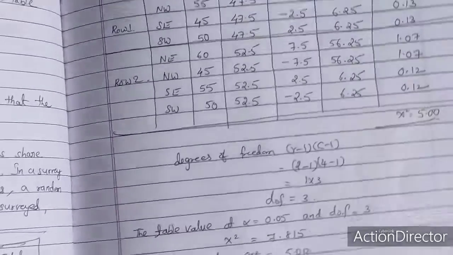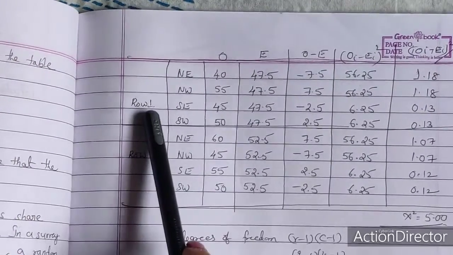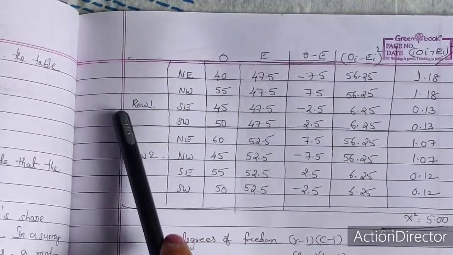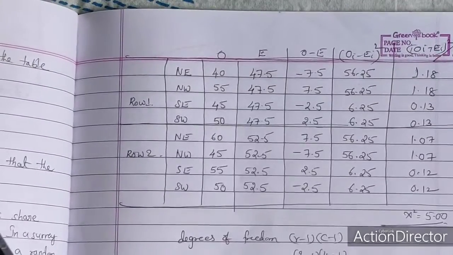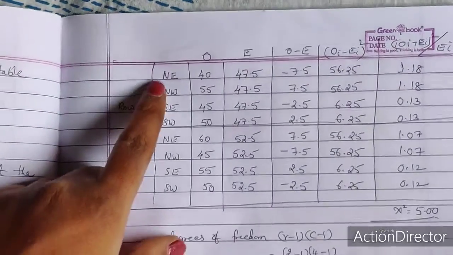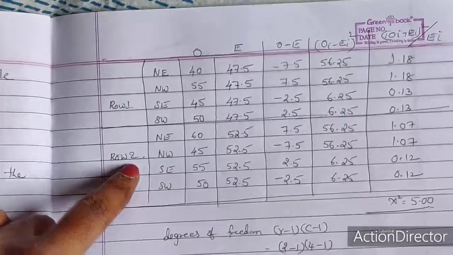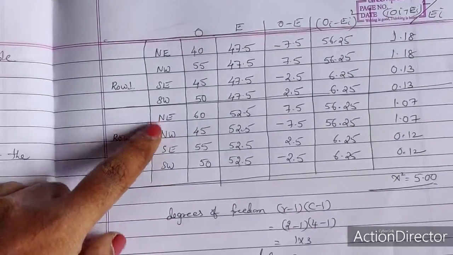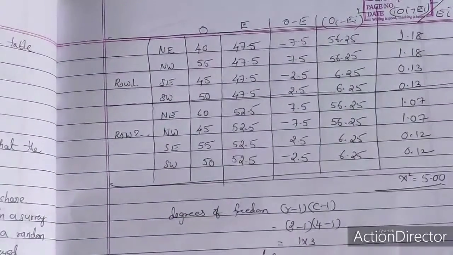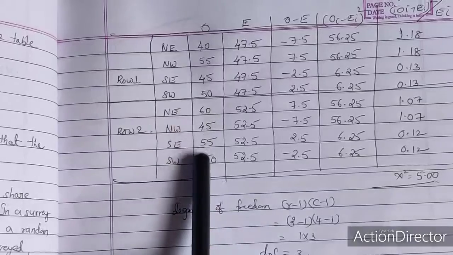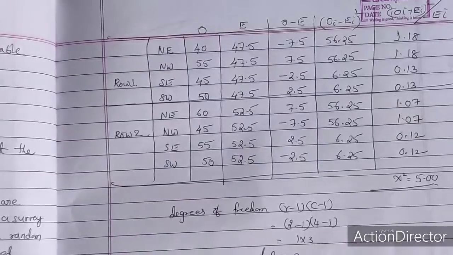So here we need to formulate the table. We have 2 rows, that is purchase the brand and do not purchase the brand. In purchase the brand we have Northeast, Northwest, Southeast and Southwest. In not purchase, we have the same 4 regions, Northeast, Northwest, Southeast and Southwest. So these are all the observed frequencies, just like in the problem. Here we have to find the expected frequencies.